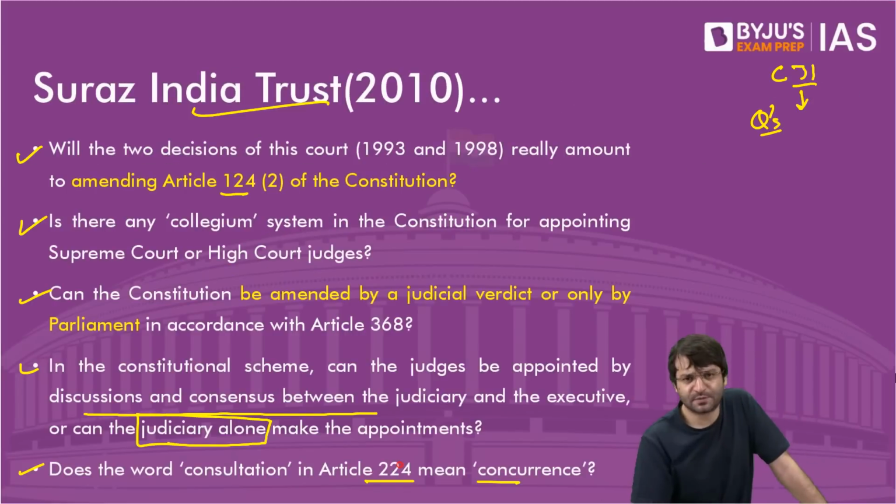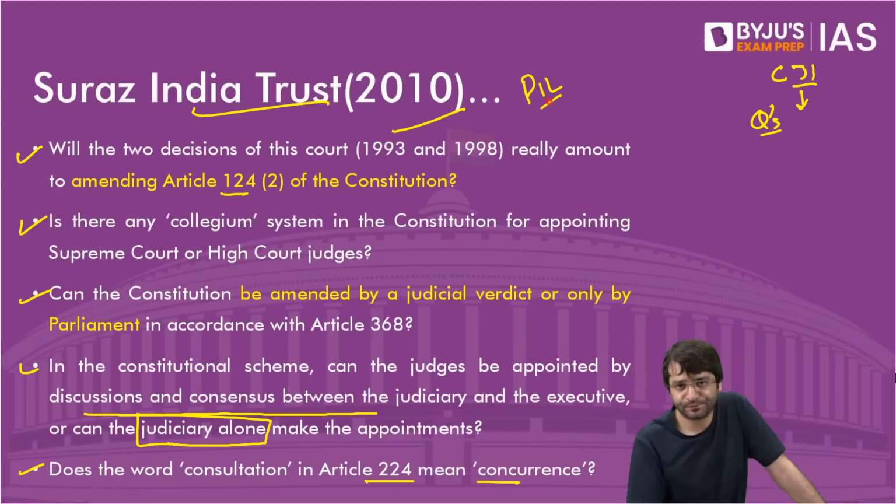But perhaps answered indirectly. Indirectly how? This was a public interest litigation filed by Suraj India Trust in 2010, in response to which 2 judges of the Supreme Court are asking questions to the Chief Justice of India. All these questions are unanswered, but perhaps answered indirectly. How?